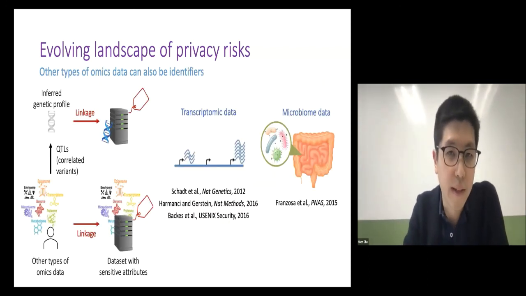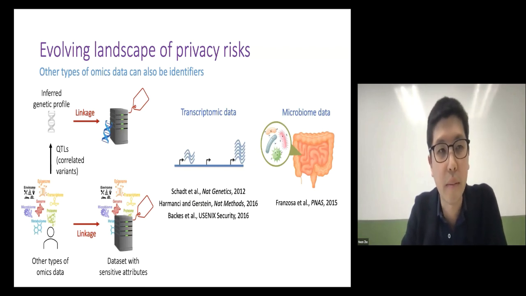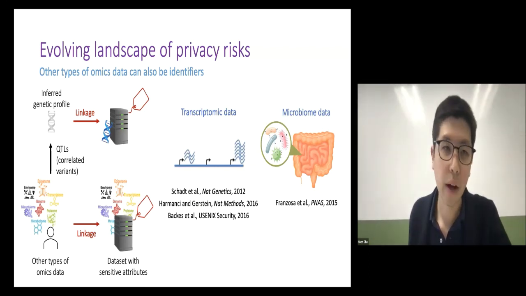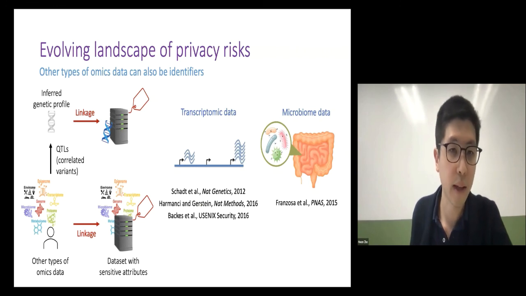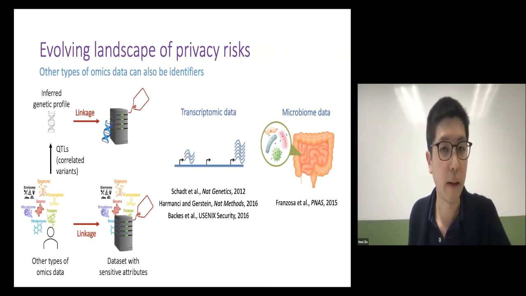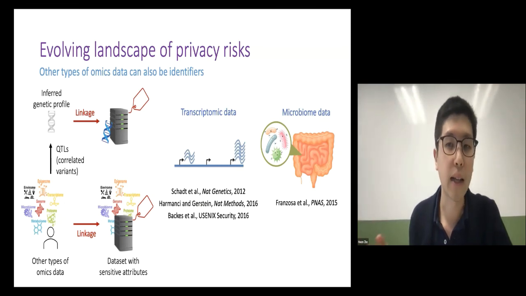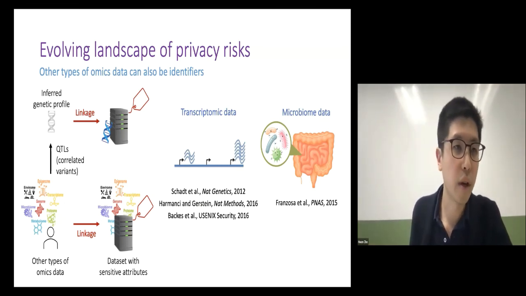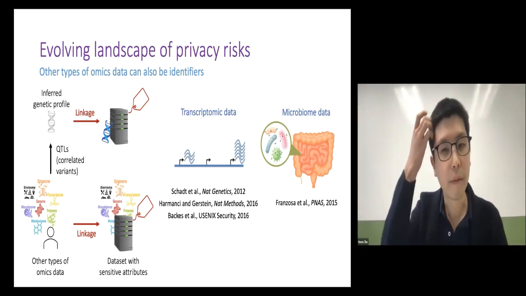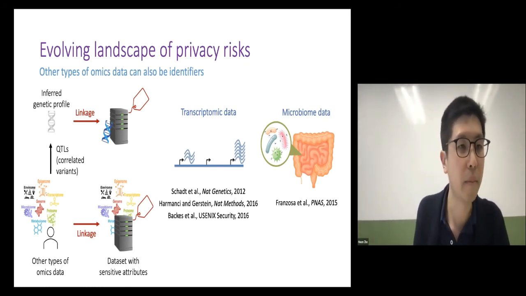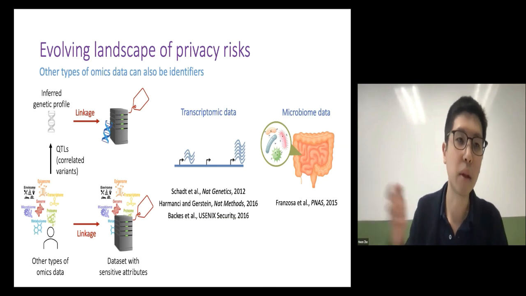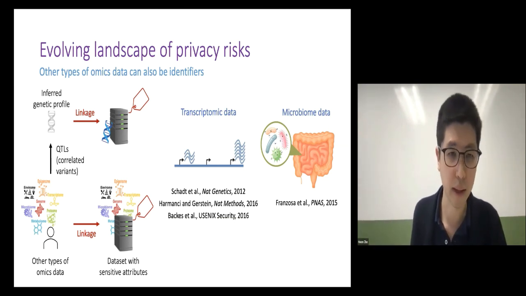Beyond genetic profiles, omics data such as transcriptomics and metagenomics may also potentially be used as identifiers to link individuals across different data sets. And this is despite the fact that these data tend to be more noisy and not as reliable as genetic information. In addition, when there are genetic variants known to be associated with these other data modalities, also known as quantitative trait loci or QTLs, these known associations can also be used to infer a portion of one's genetic profile from these omics data sets, which could then be used for linking against other genomic databases.